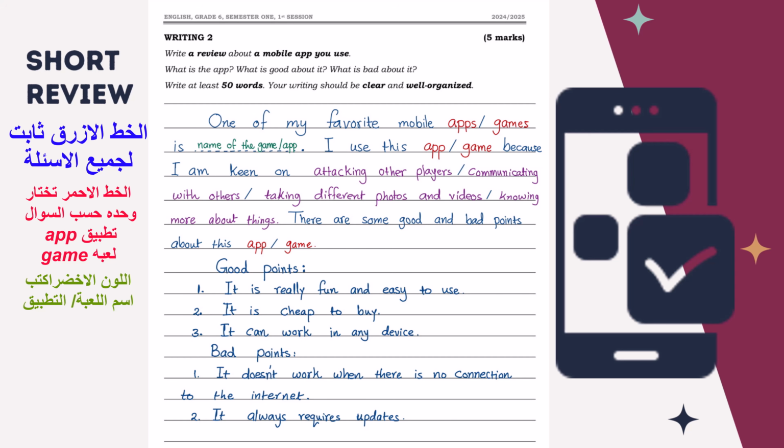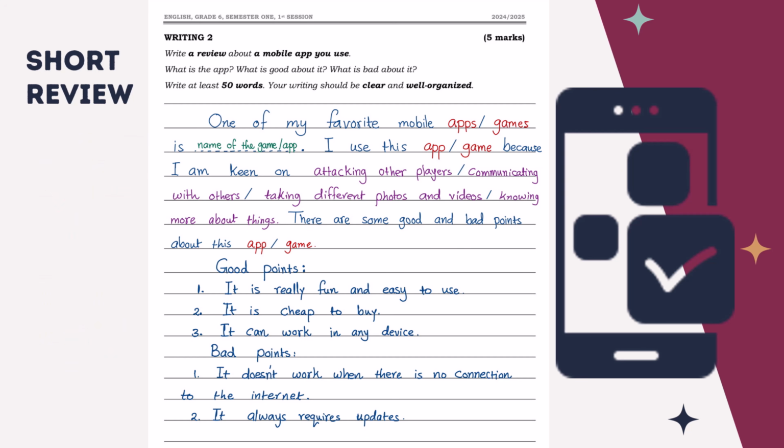I use this app or game because I'm keen on, and then you need to choose one of these phrases. For example, attacking other players, if you are talking about a game which has some fights, something like that, or communicating with others, if you are describing one of the social media sites like WhatsApp, Instagram, Twitter, whatever, or taking different photos and videos. And here we are talking about any apps that are related to cameras, when you can take some photos or videos, or knowing more about things, if you are talking about something that can give you some information about something.